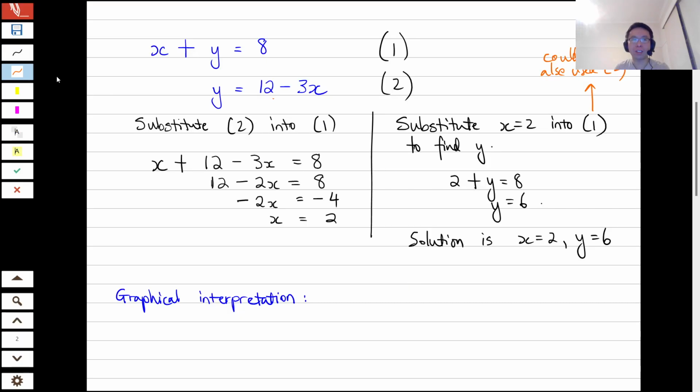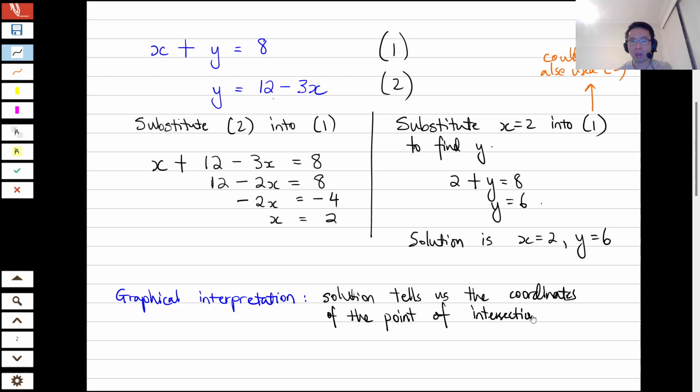So in this context, when we have two equations in two unknowns, the graphical interpretation is the solution tells us the coordinates of the point of intersection of the two lines.